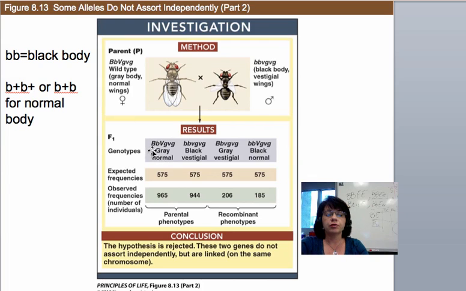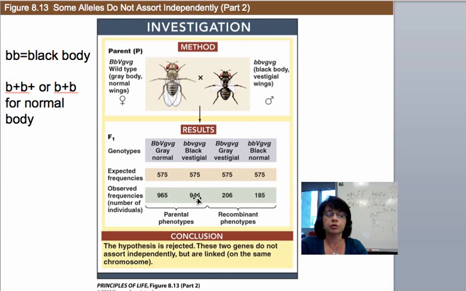So we get flies that are heterozygous at both positions. We get flies that are homozygous recessive at both positions. And these look like the parents, right? You can also get mixtures, right? You can get a heterozygote for body color and homozygous recessive for wings, or homozygous recessive for body color and heterozygous for wings. Mendel would predict that these would happen in equal amounts. We'll draw that Punnett square up on the board in class. However, what happened in the experiment was something surprising.